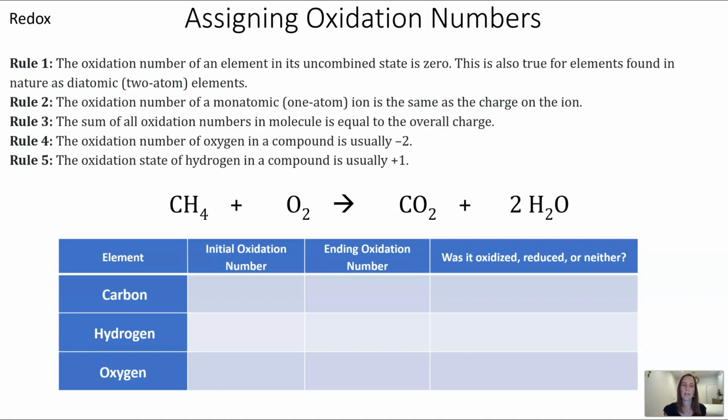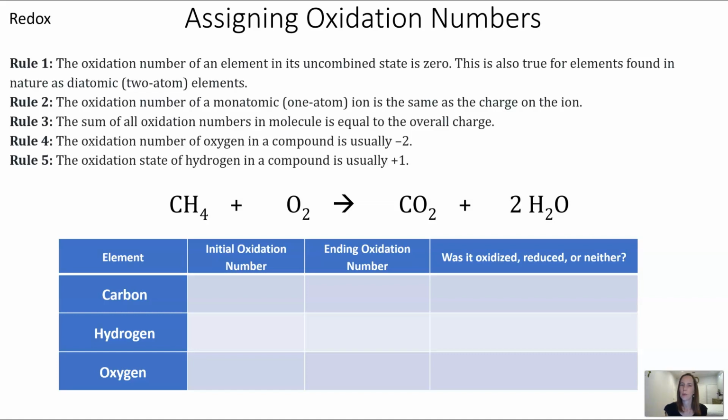Rule 4, the oxidation number of oxygen in a compound is usually -2. And again, that's in a compound if it's not just combined with itself. If it's combined with something else, oxygen usually has an oxidation number of -2. And if hydrogen is combined with something else, it usually has an oxidation number of +1. So let's see if we can apply those rules to this example.